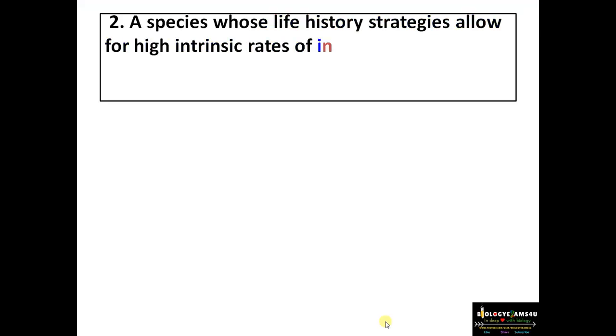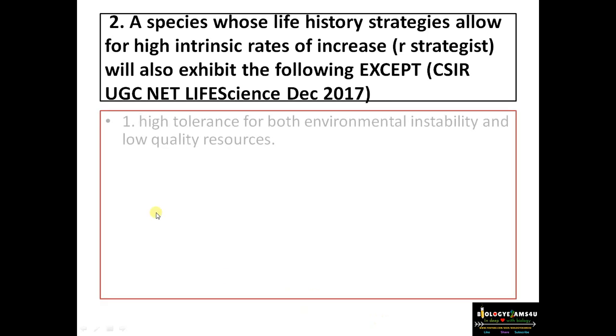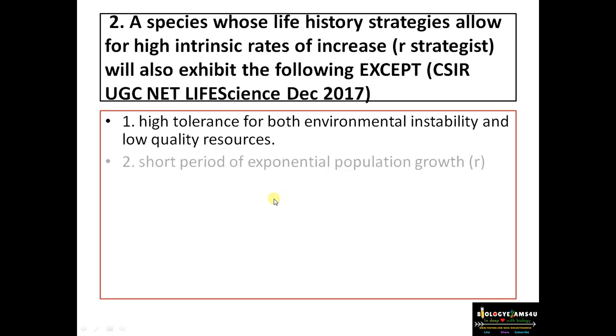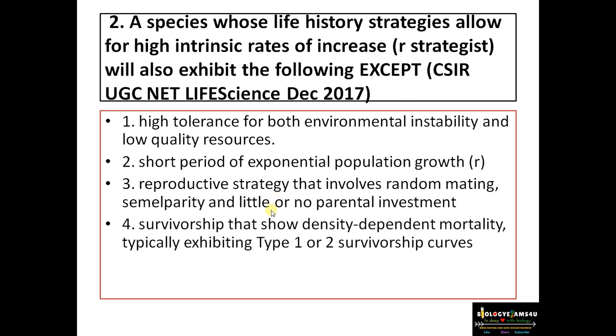Second question: a species whose life history strategies allow for high intrinsic rates of increase, r strategist, will also exhibit the following except. The options are: high tolerance for both environmental instability and low quality resources; short period of exponential population growth; reproductive strategy that involves random mating, semelparity, and little or no parental investment; and the fourth one, survivorship curves that show density dependent mortality, typically exhibiting type 1 or 2 survivorship curves. So this is a question about r selected species and K selected species.